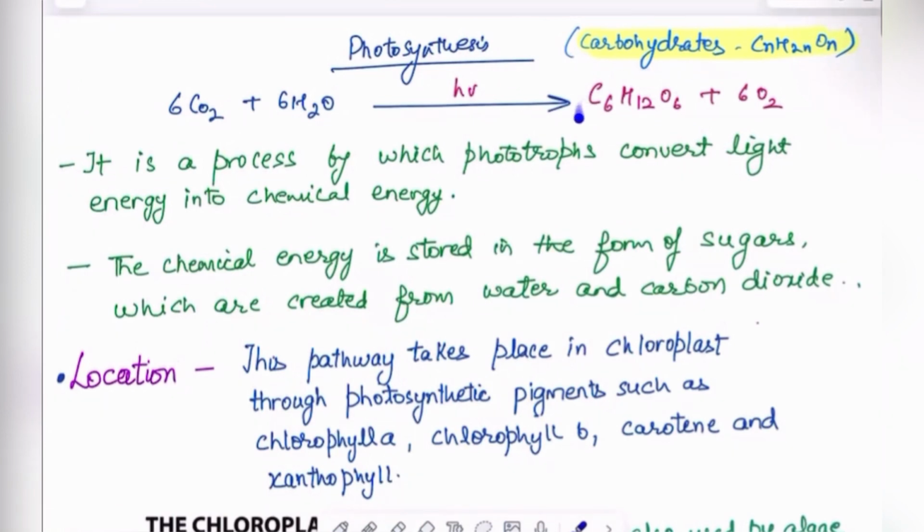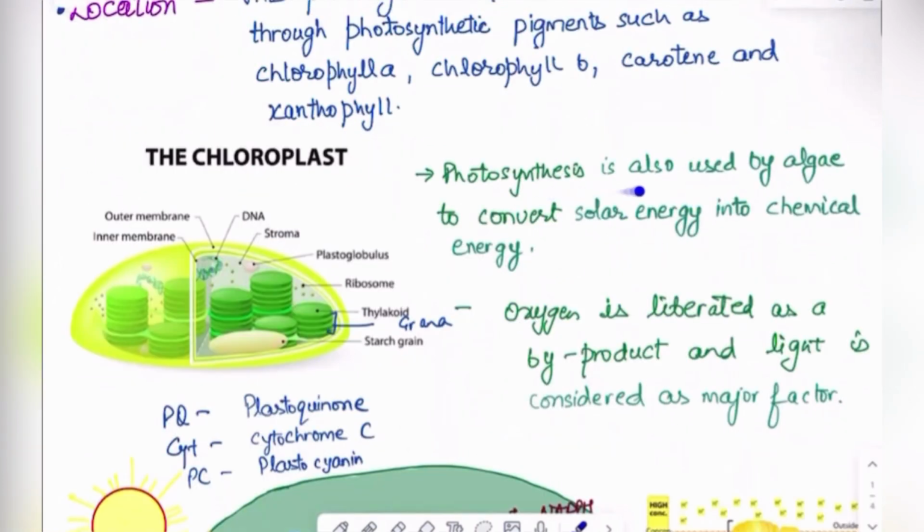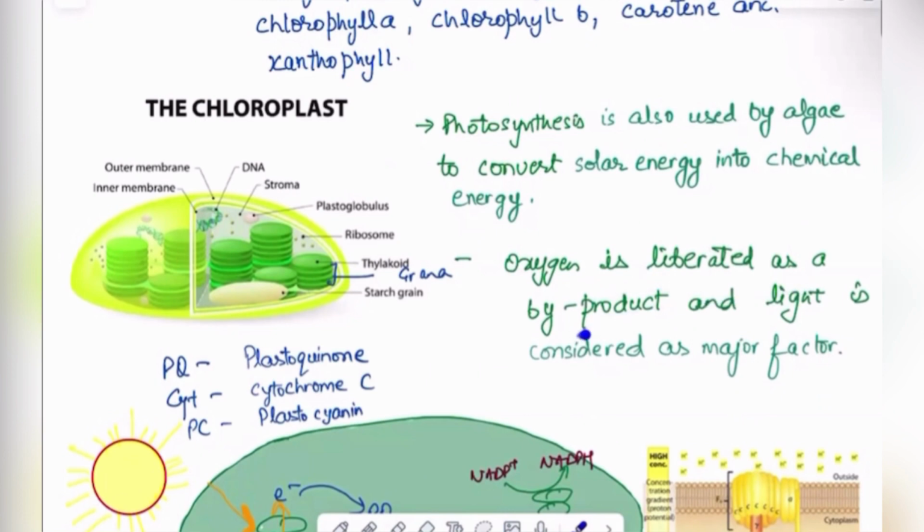The chemical energy is stored in the form of carbohydrates or sugars, which are created from water and carbon dioxide, which is fixed from the atmosphere. This carbon dioxide we receive from respiration and combustion and many other such processes. This pathway takes place in the chloroplast through photosynthetic pigments such as chlorophyll A, chlorophyll B, carotene, and xanthophyll. Photosynthesis is also used by algae to convert solar energy into chemical energy. Oxygen is liberated as a byproduct and light is considered as the major fuel.